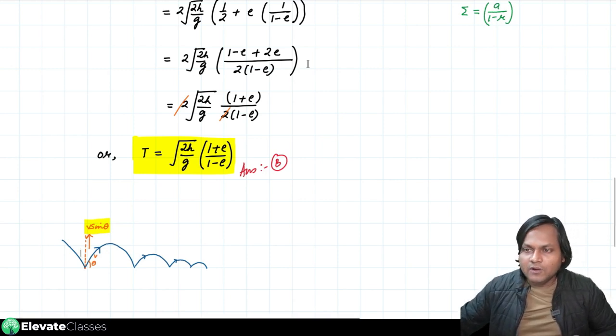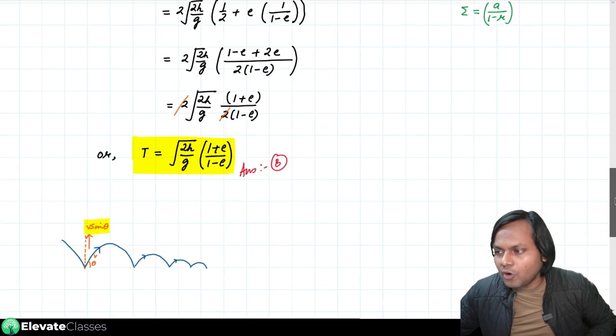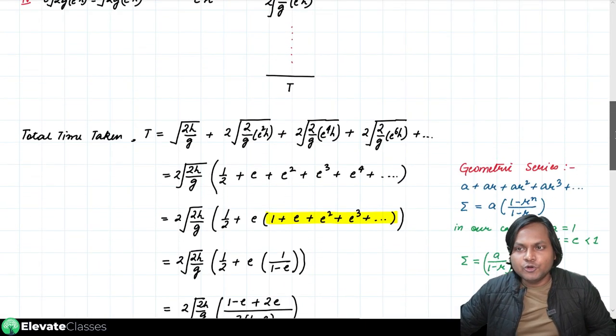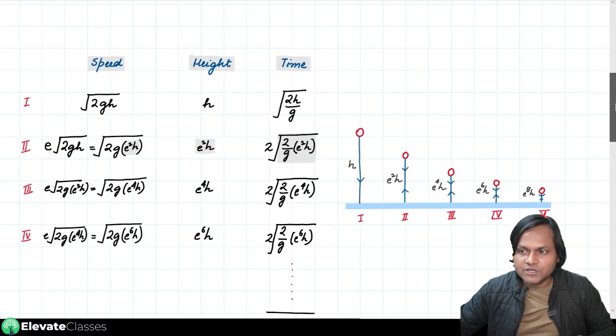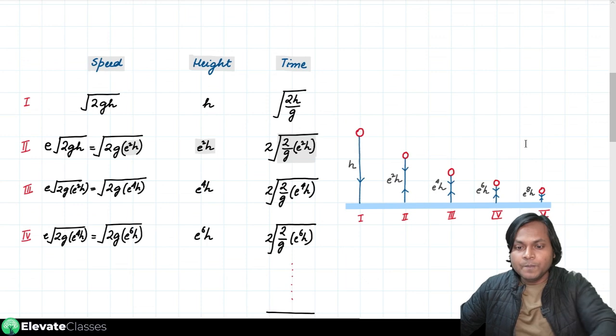I hope that you have learned how to do this problem in a detailed manner, and it's going to help you in the problems that you are working on.